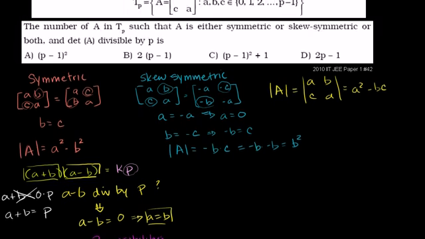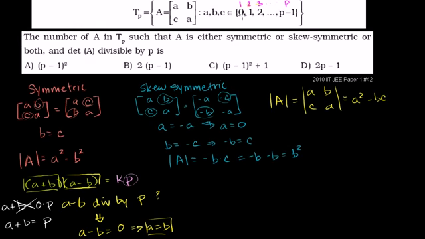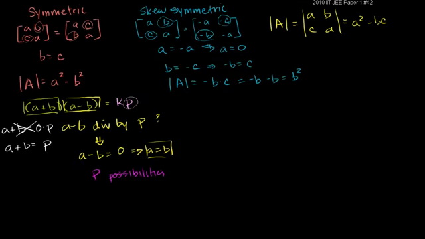So can a be equal to 0? Well, no. If a was 0, b would have to be p. And we know that b cannot be p. b can at most be p minus 1. So a can be 1, and then b would be p minus 1. A could be 2, then b could be p minus 2, all the way to a being p minus 1, and then b would be 1. So there are p minus 1 possibilities. And notice they don't overlap.